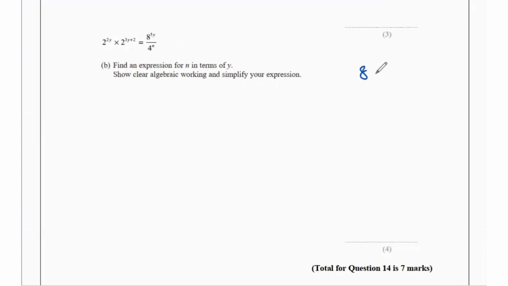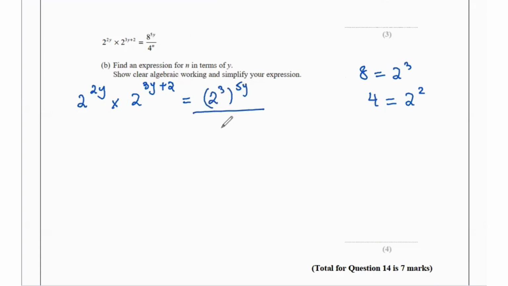We know that 8 is equal to 2 cube and 4 is 2 square, which means we can replace 8 with 2 cube and 4 with 2 square. And that's going to give us 2 cube whole power 5y and 2 square whole power n. Like I said before, try to change everything in the same base. So now all of the terms have a base of 2.